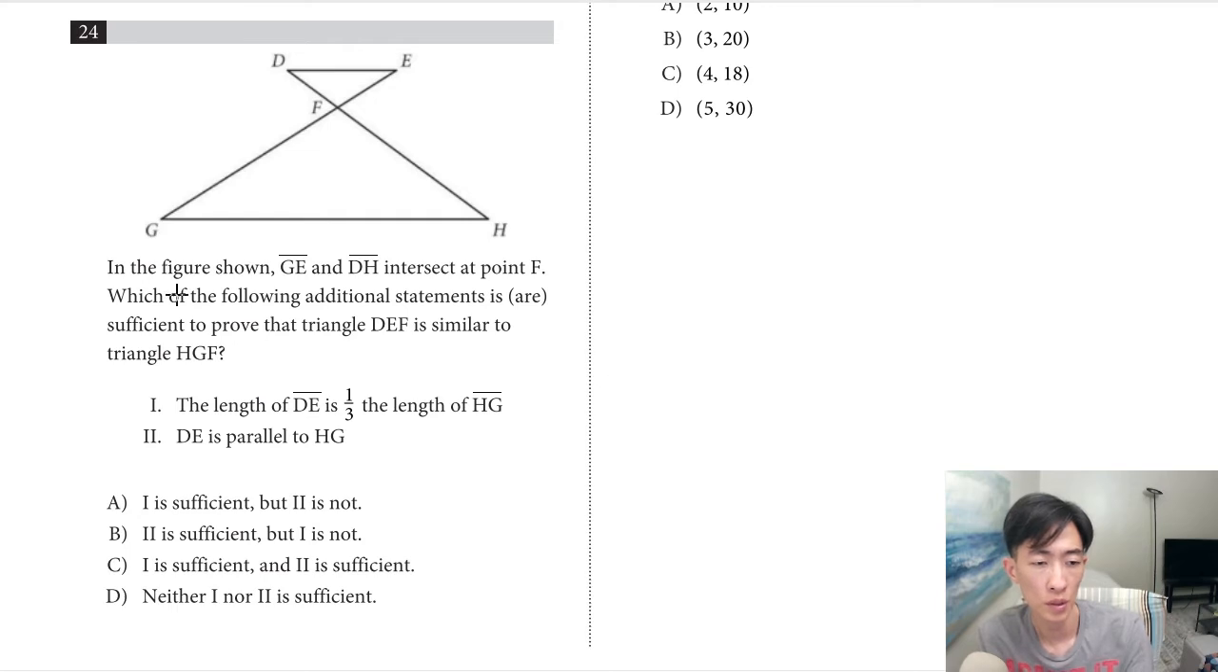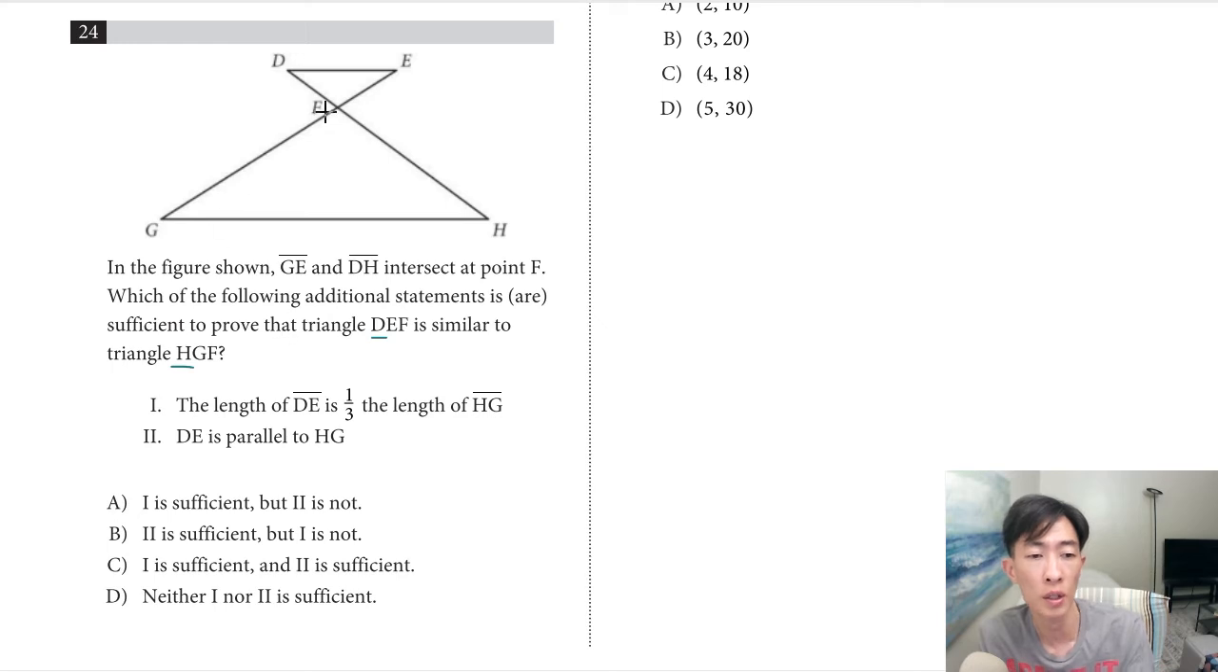Question 24, it says, in the figure GE and DH intersect at point F, which of the following additional statements is sufficient to prove that triangle DEF is similar to HGF? So just by looking at the answer choices, they've actually improved the language. There were some older tests where it was kind of ambiguous what it meant, because if you needed just one or just two or neither or both, the answers weren't really good. But I like to see that they've made an improvement on this.